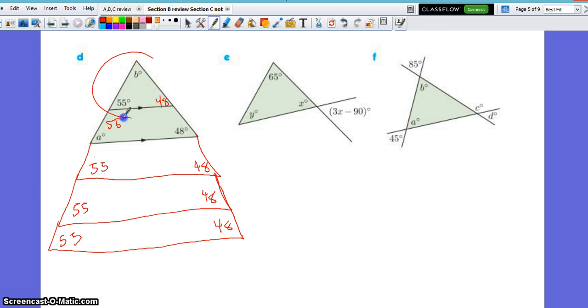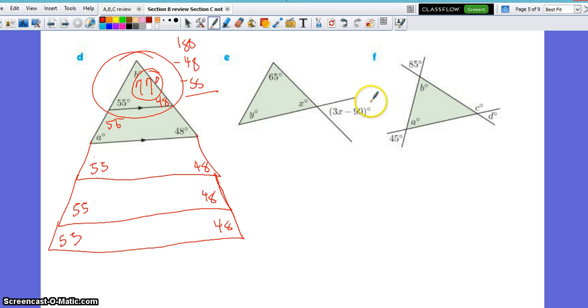Now, in order to find B right here, you know that all triangles equal 180. So you say 180 minus 48 minus 55. And that will give you, hold on one second here, 48 and 55. All right, sorry. That will give you 77 degrees. So that's what B is.